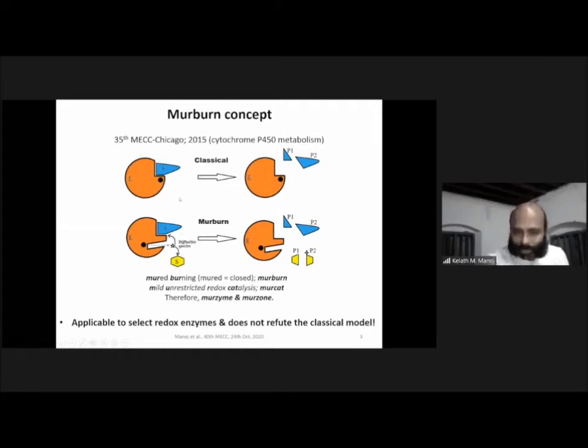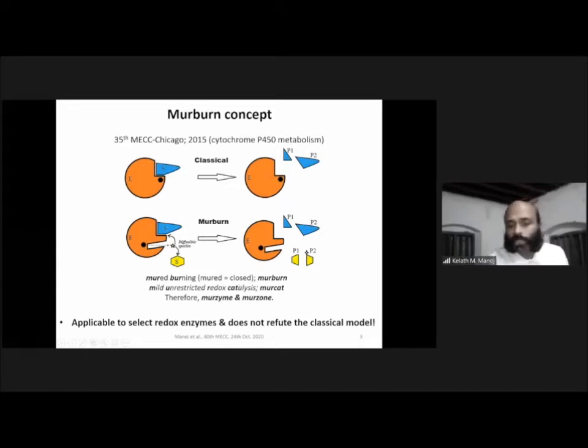Classical enzymes bind substrate at their active site, wherein there could be a redox center as shown here, and they could react that way. So the topological identification is very important. In the Murburn mechanism that I proposed, the substrate might interact at the surface through one active site, but this mechanism involves the obligatory involvement of diffusible species, which could diffuse from the active site and react at multiple places. So the substrate is rather not defined, the interactive region is not defined.